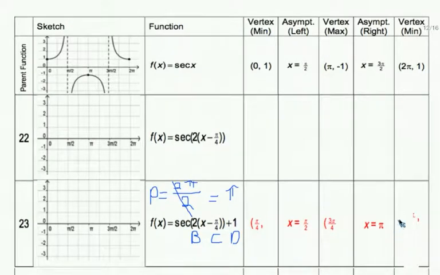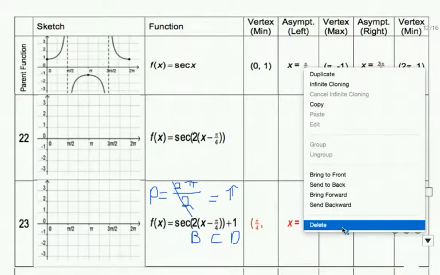Never mind. Pretend you didn't see that. Let's get rid of that one.